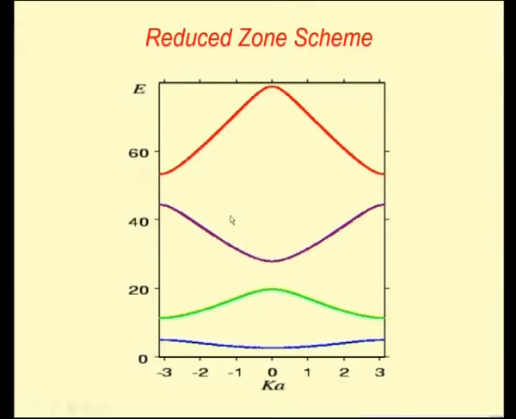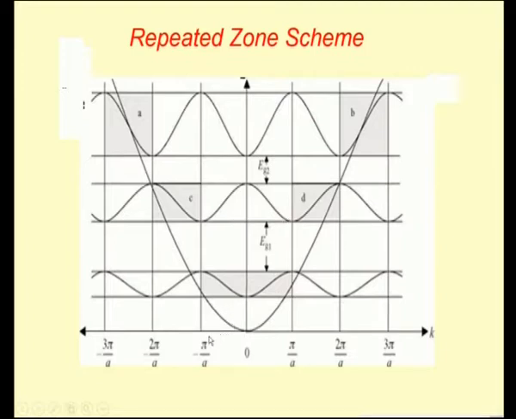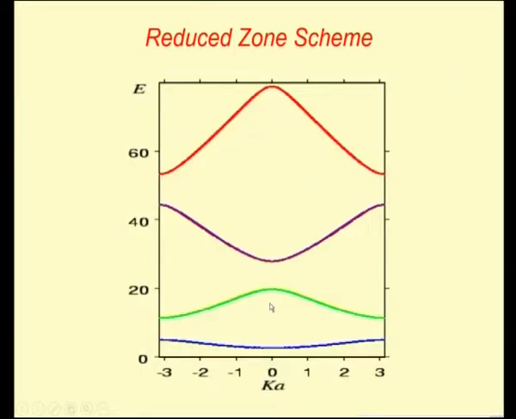And as I said, the part of the curve from minus pi by a to plus pi by a alone is enough for most of our studies, and that is plotted here. This is called the reduced zone scheme.